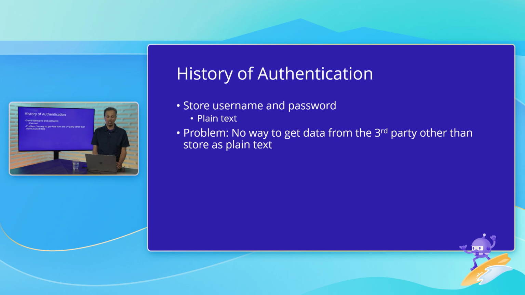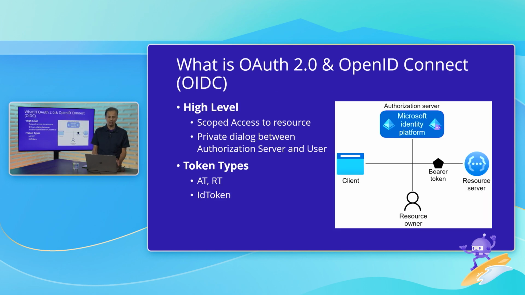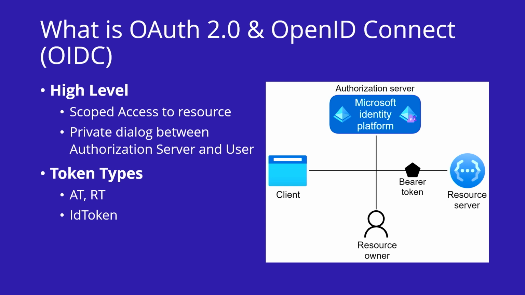Then came OAuth. So what is OAuth? It evolved into OAuth 2. OAuth 2 provides scoped access to resources, meaning it provides access to a resource only to the places where the user permits it. There's a private dialog between the authorization server and the user. So when the user enters the username and the password, it goes only to the authorization server, and the client, or the app, doesn't know anything about it.